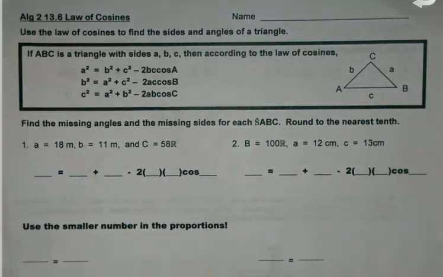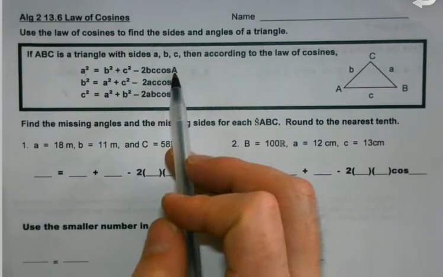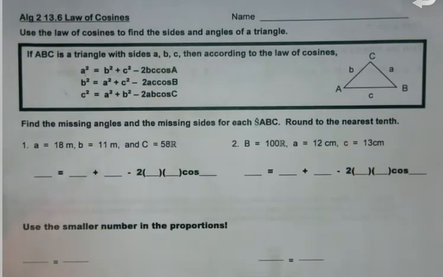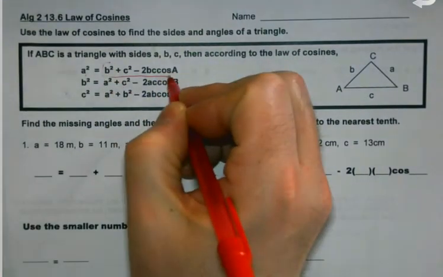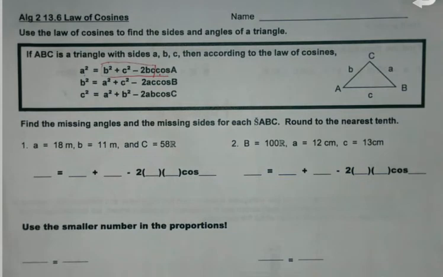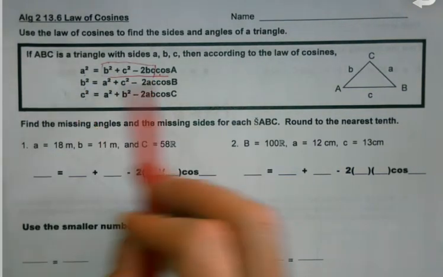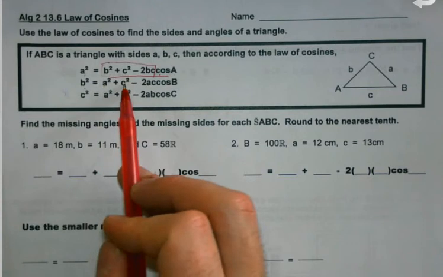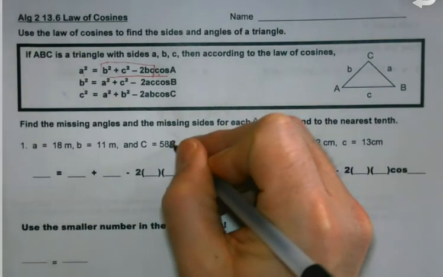Because you'll notice there becomes a pattern here. If I'm looking for either angle A or side A, look at the rest of the formula. It's all about cosine and the other sides. It's about B and C. B squared plus C squared minus 2BC. If I'm looking for B in either way, it's A and C that I'm using. So there's a pattern that even develops with these. You'll kind of see it when we do this first one here.